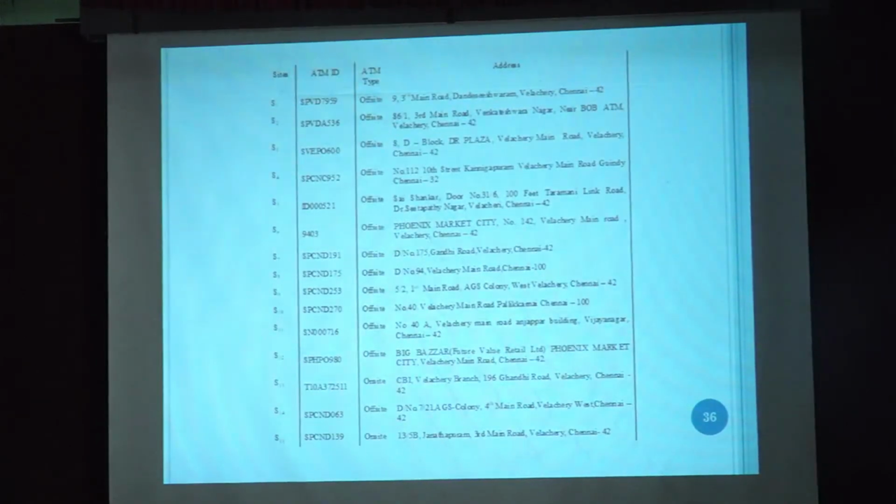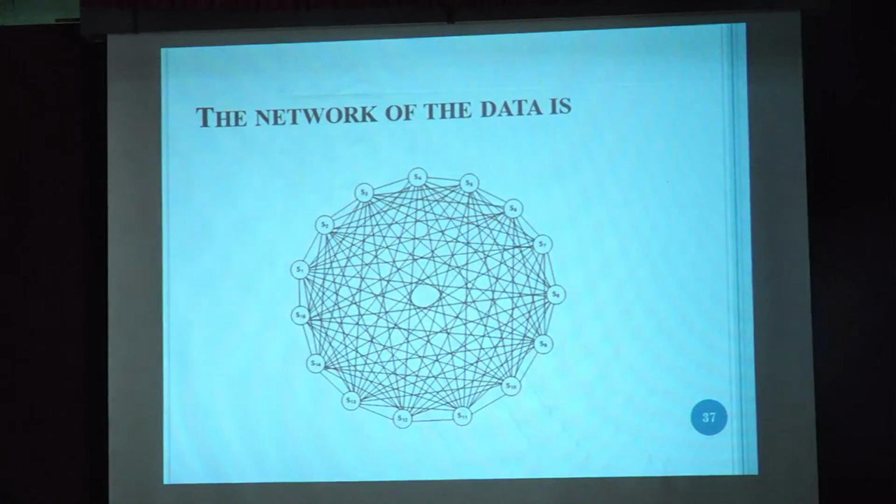And these are the kilometers, and these are all the sites which I took. This is actually a particular area in Velachery in Chennai. So we took offline and online sites, and the network is this. From one site to another, there are 15 different routes I can go. So the network is this.